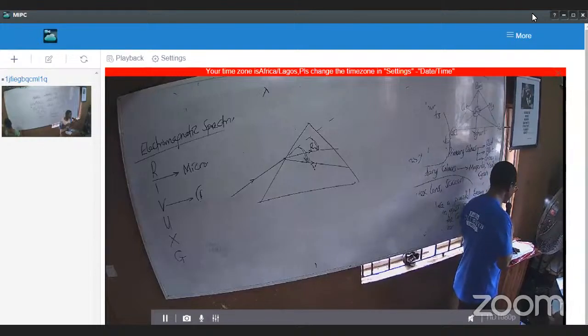Option A, green and blue. Option B, orange and indigo. Option C, blue and violet. And option D, red and yellow.